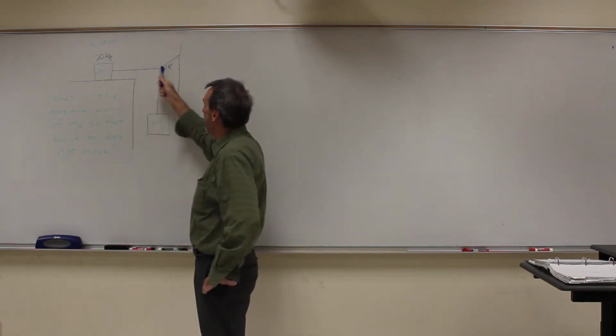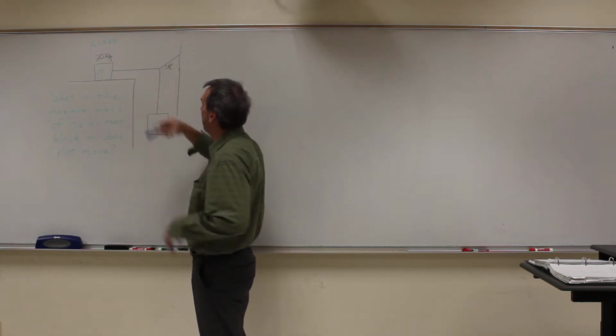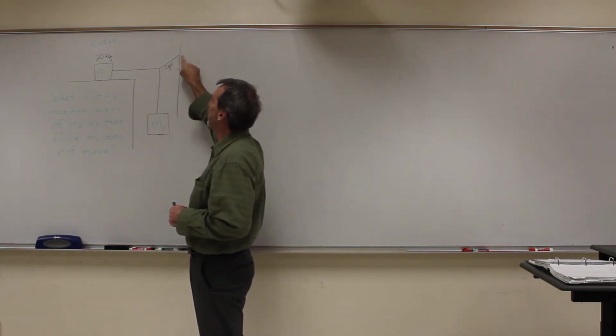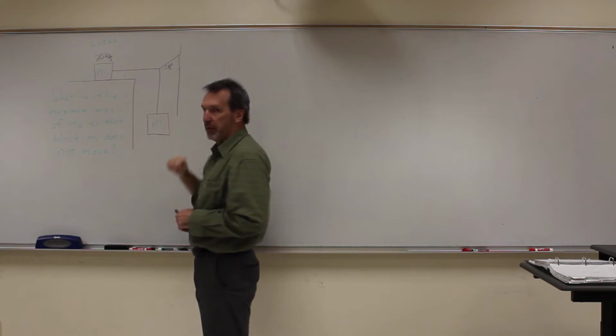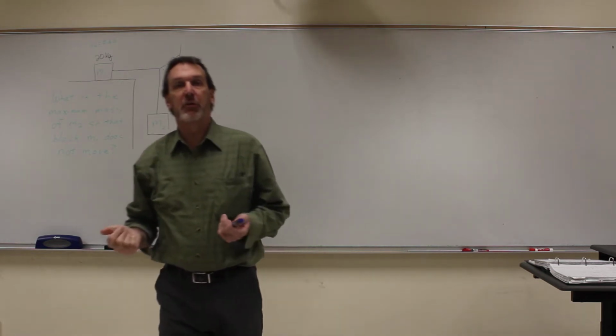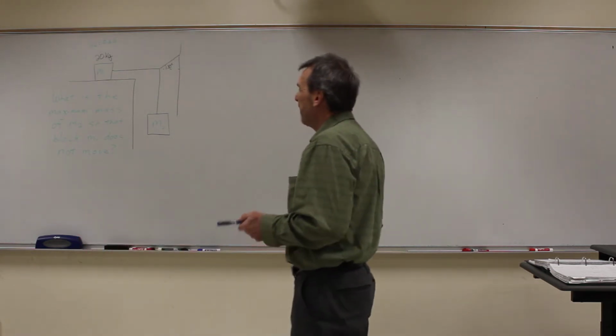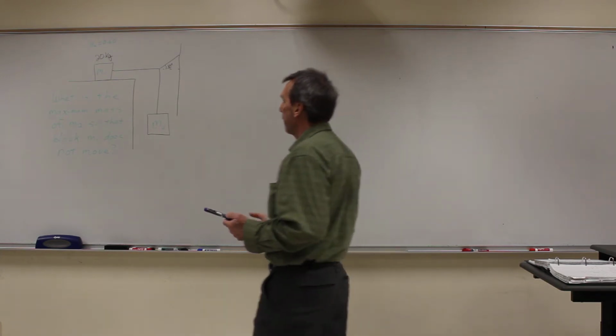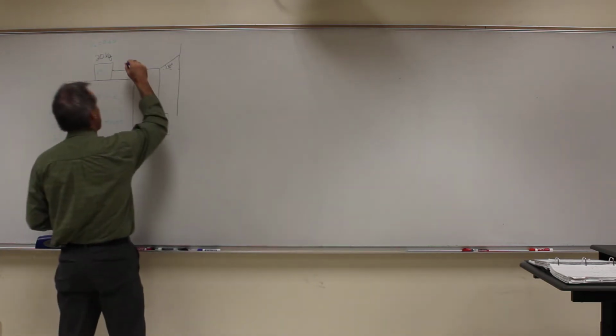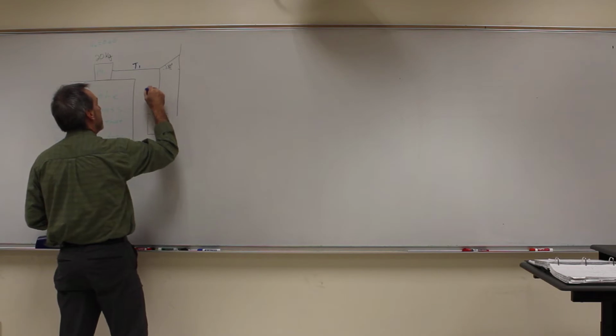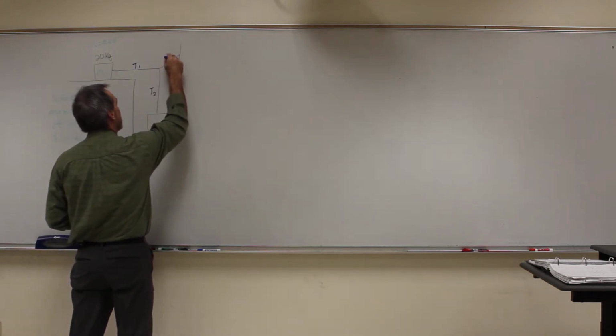It's connected by a rope to a knot right here, which is connected to a wall, and then a rope down here. So what we're going to do is solve this problem. We did one similar to this, but the angle was different last time. So we're going to call this T1, this T2, this T3.